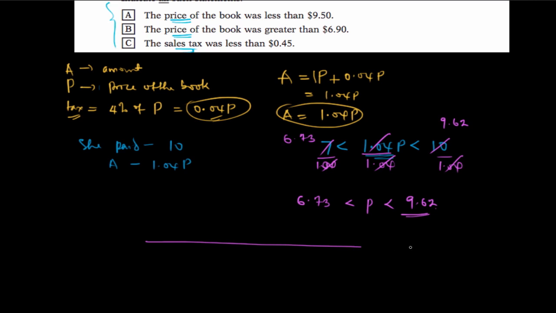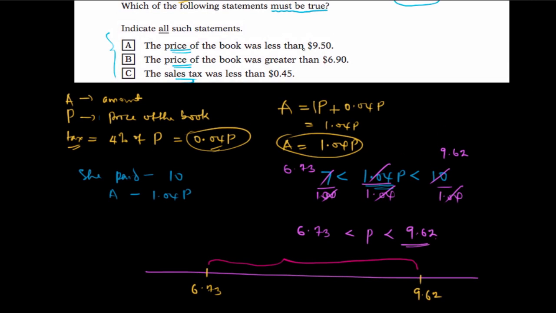If I want to do this, assuming this is a number line, and maybe here is 6.73, and then here is 9.62. From the information we have, the price lies between here and here. But what we are told in the statement is that the price of the book was less than 9.5. Is that saying this is where it is? This is 9.5. It's saying the price of the book is less than that, that is, it falls in this area down here, which is not true, because the price of the book could also lie here, it could lie here, it could lie in any of these numbers here. So that implies that A is not correct.